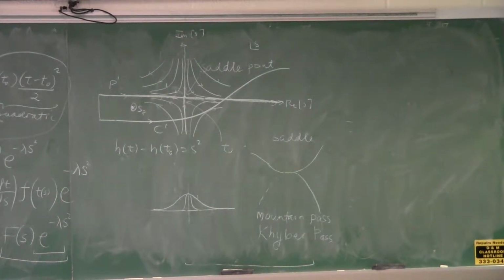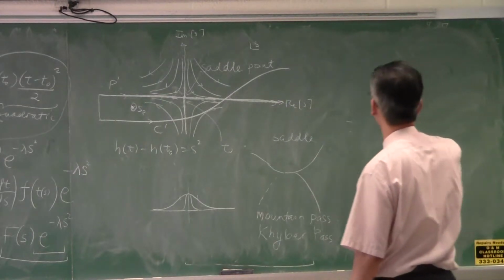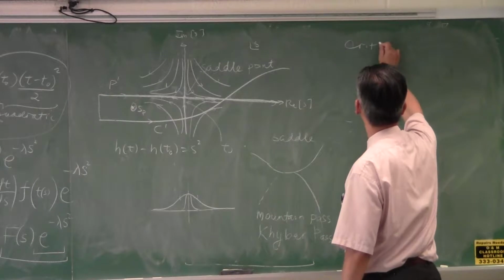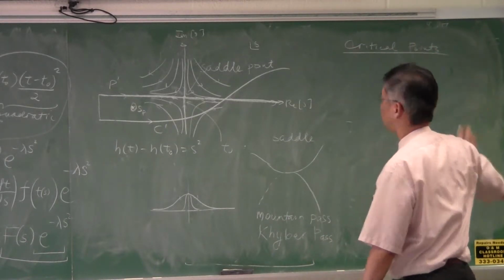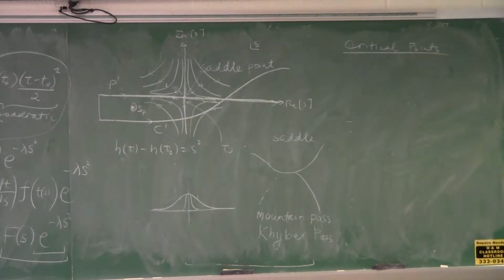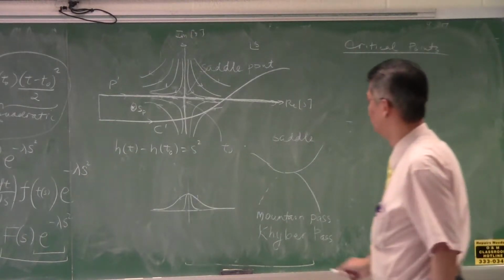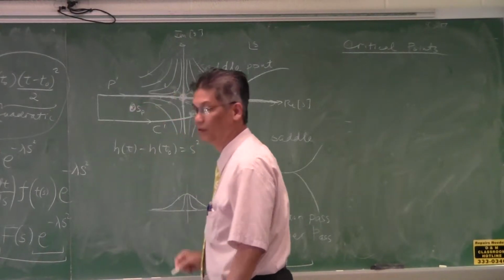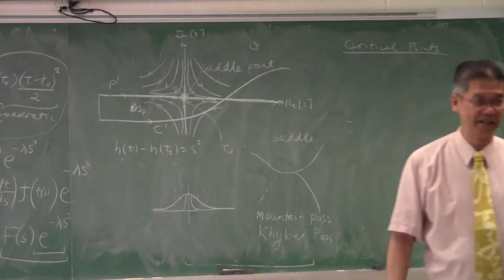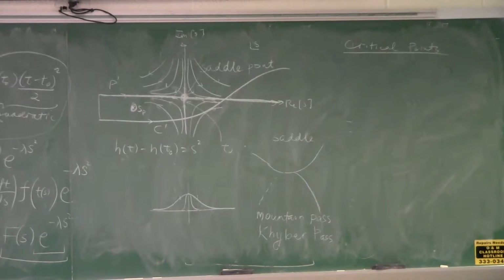And what it says is that as lambda gets very large, you have to learn how to identify critical points of the integrand. There are only two important critical points for this integrand, which are the saddle point and the pole. As lambda becomes very large, only those two points contribute to the integral. The others are not important. Those two points are called the critical points.